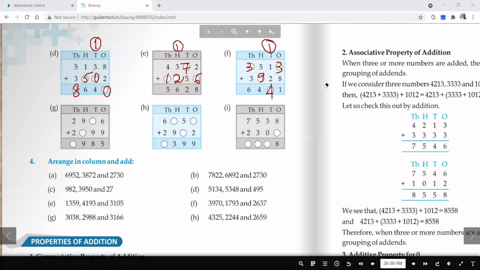Now G, H, I, I'm showing all the sums. Okay. So 9 plus 6 equal to 15, and 1 will be there. 9 plus 8 equal to 17, and 1 is 18, and again 1 will be there. So 9 plus 1 is 10.